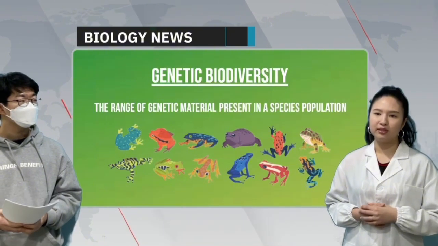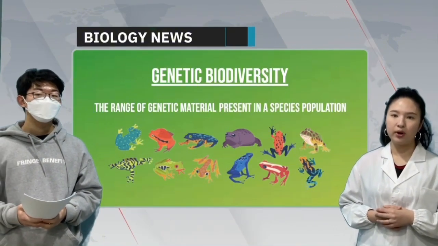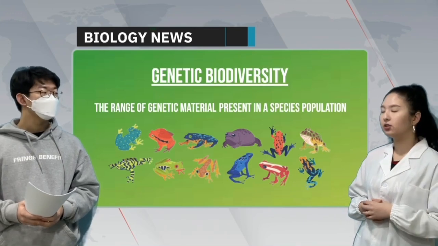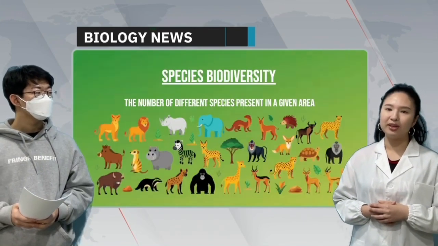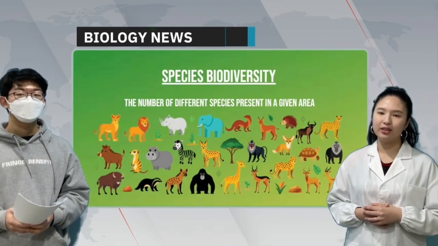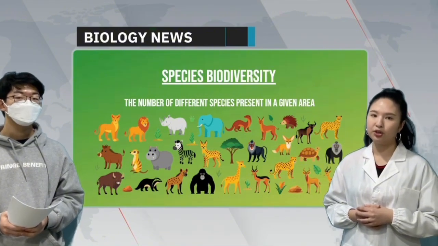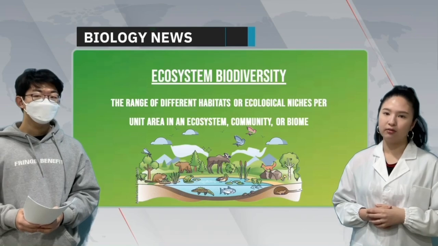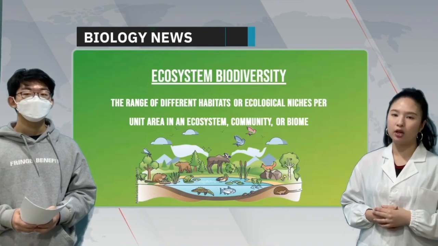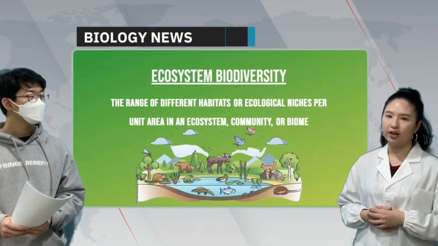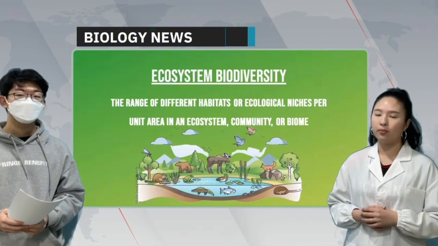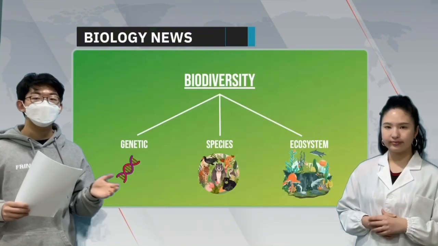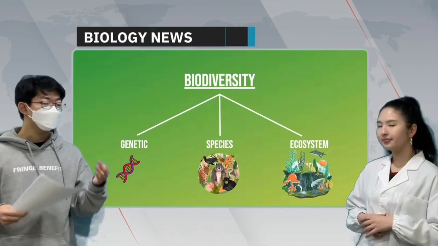Genetic biodiversity is a range of genetic material present in a species' populations, meaning the diversity within a single species. Species biodiversity expands on this, covering the number of different species present per unit area. Lastly, ecosystem biodiversity looks at the range of different habitats or ecological niches per unit area in an ecosystem, community, or biome. So basically, biodiversity reflects the diversity of life at all levels, from genes to species to even ecosystems.